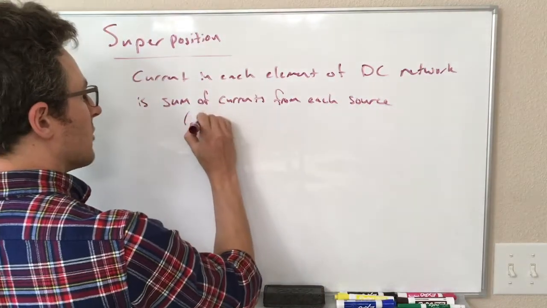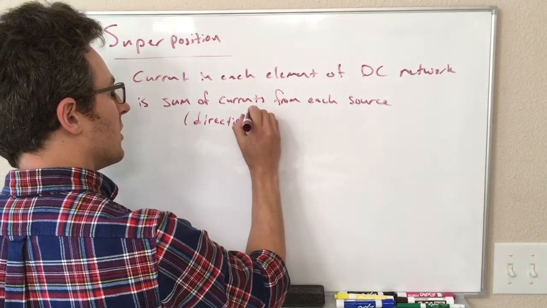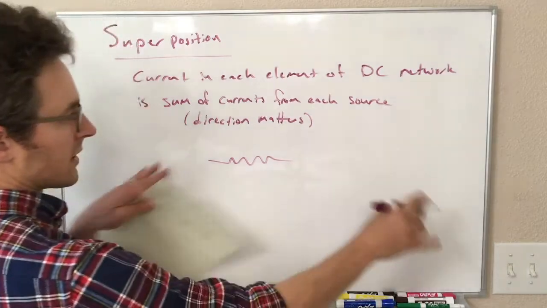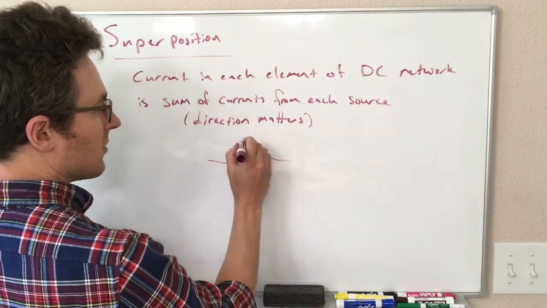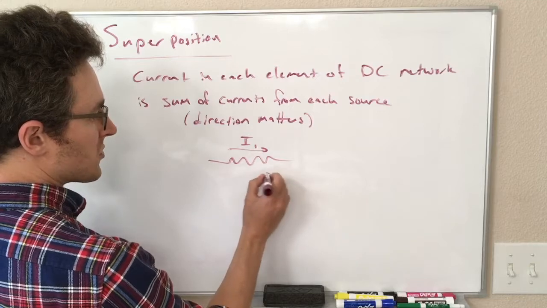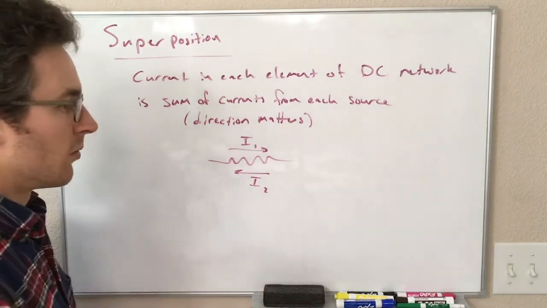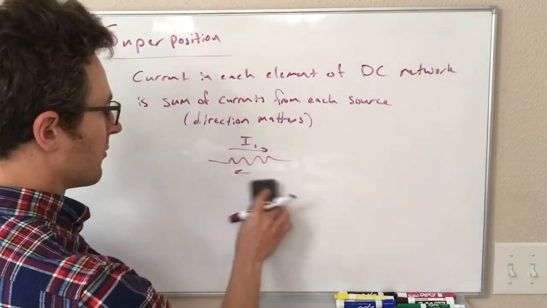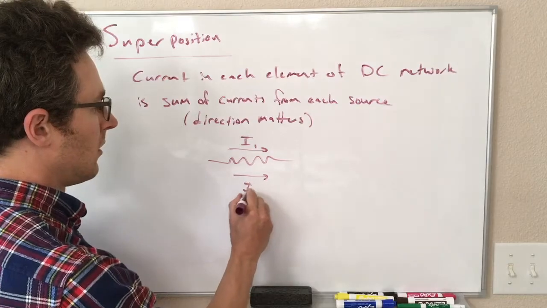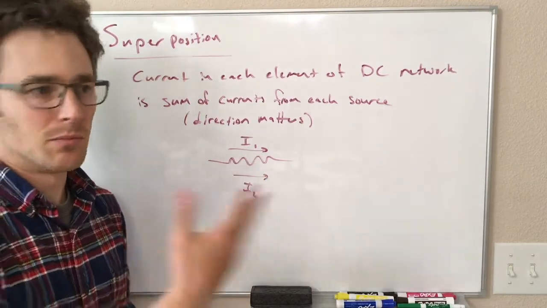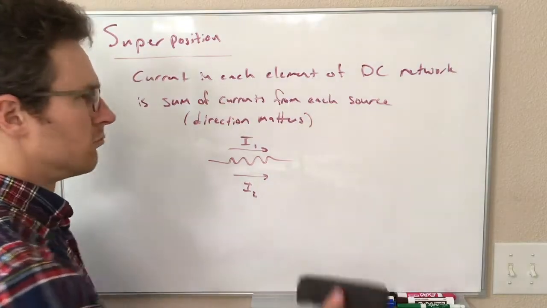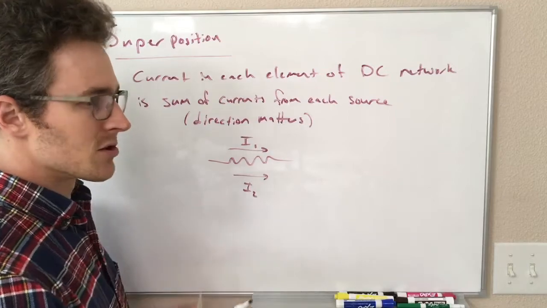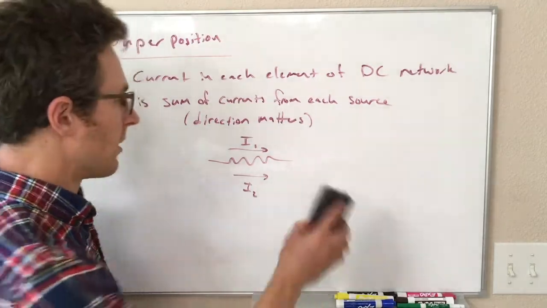And I will say here that direction matters. So here's our resistor, connected to some other stuff. One of our sources gives a current this way, I1, and the other source gives a current this way, I2. The net current is going to be I1 minus I2. Or if the two sources give currents in the same direction, then we just add those two currents together and get some bigger number. It is certainly possible that these two cancel out exactly, and in that case you have some balance in your circuit that means that component doesn't have any current flowing at all.